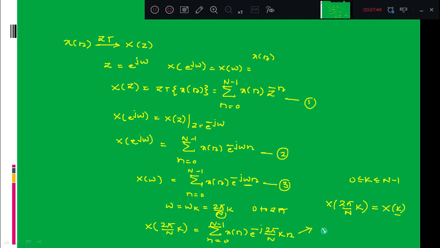So therefore X(2π/N k) is nothing but X(k), which is equal to the summation n = 0 to N−1 of x(n) e^(−j 2π/N k n). So this is the mathematical equation for the discrete Fourier transform. So I will write it once again here.